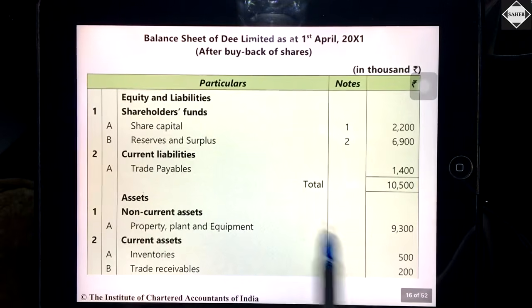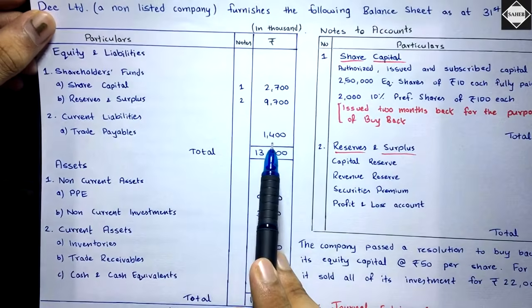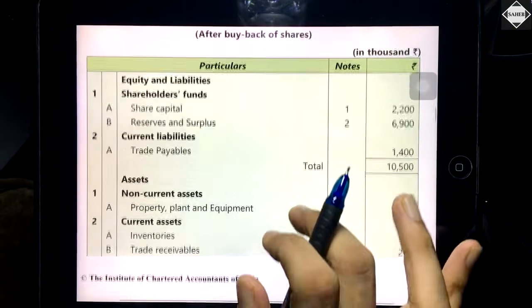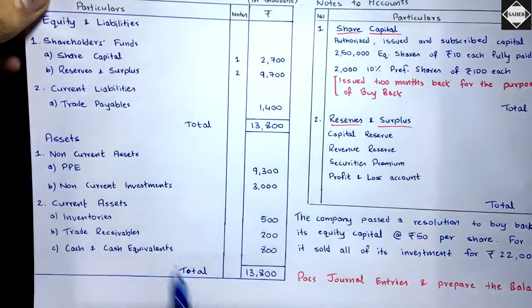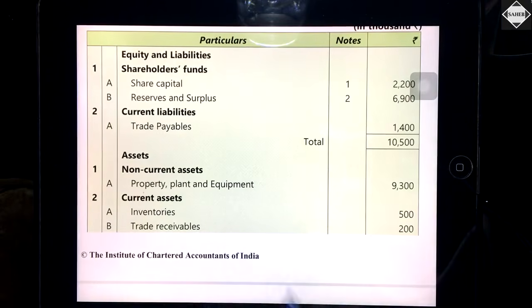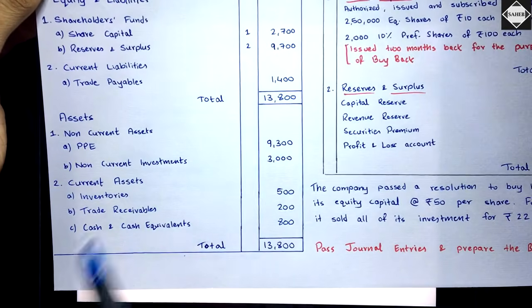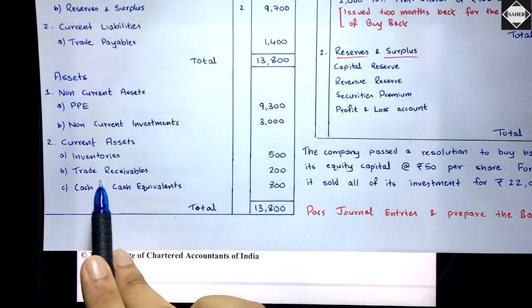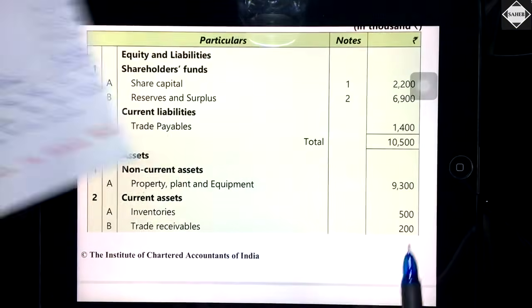Fine. And then we have current liabilities, trade payables. We haven't touched that at all. It is as it is, 14 lakh. We'll come to the total later. Then on the asset side, we had property, plant and equipment of 93 lakh. We haven't touched that too. And then non-current investment is completely gone because we have completely sold it off, so it will disappear from the new balance sheet. See here, it's not there. In current assets, we haven't touched inventory and trade receivables, as it is, 5 lakh and 2 lakh.